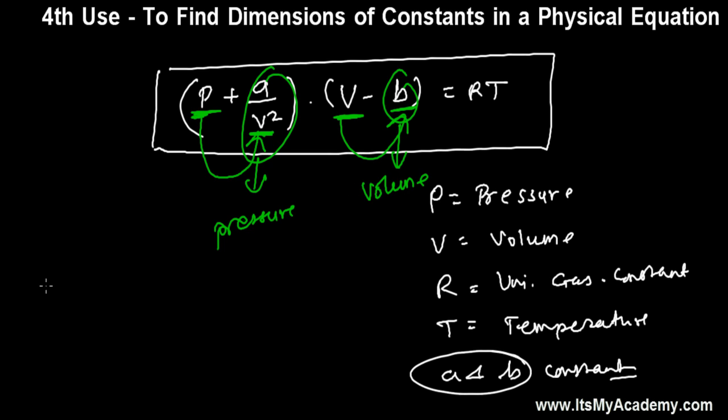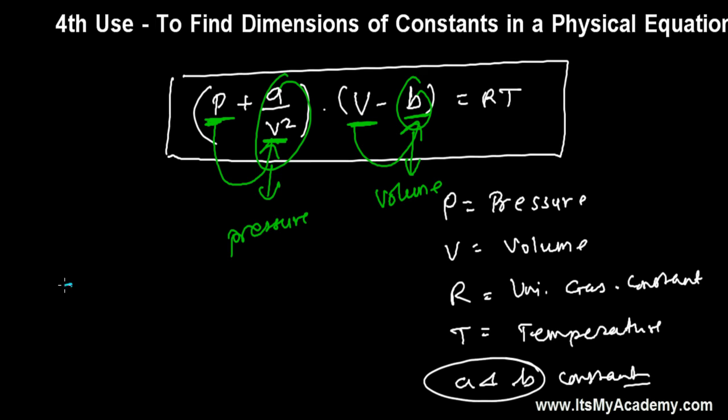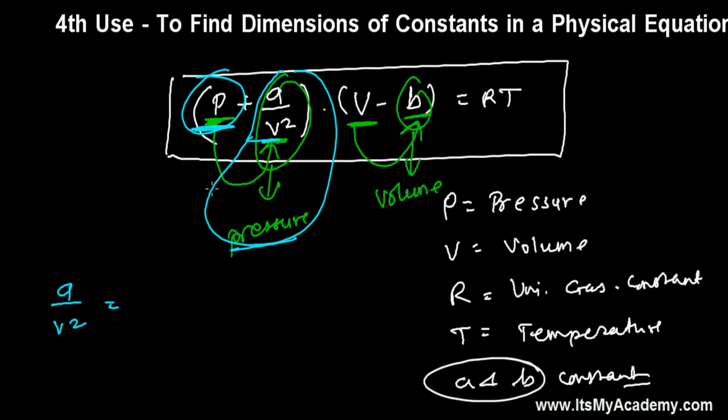So we can say that a/V² equals pressure. This is pressure, this is also pressure. The principle of homogeneity says each term should have the same dimension, so this is pressure. Let's put in the dimensional formulas of all of these. a, I don't know what that is, but I know this is volume, and volume has the dimension of L³, and it's squared.